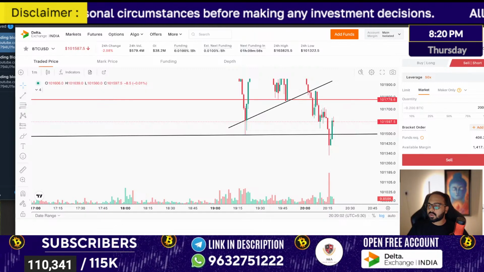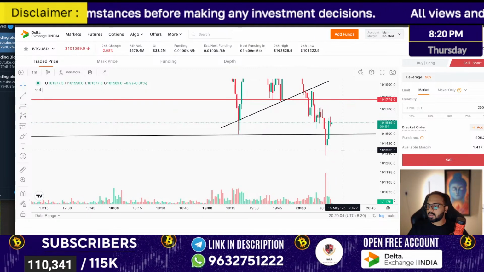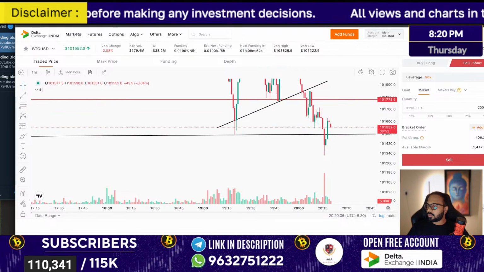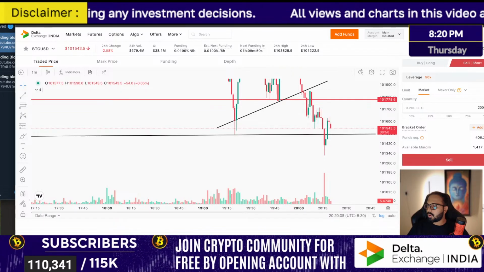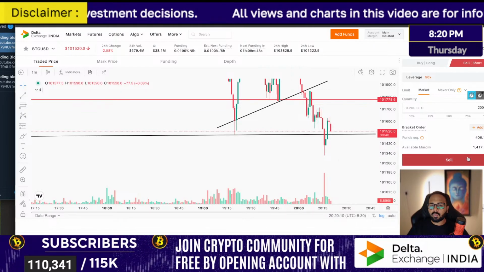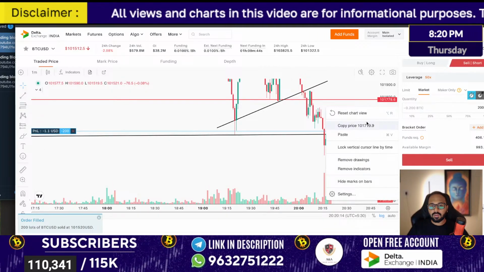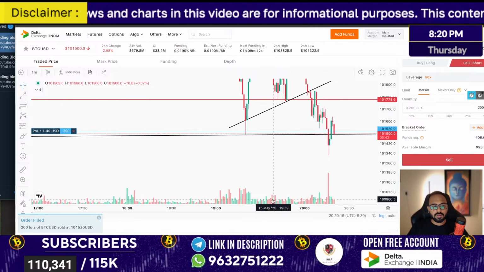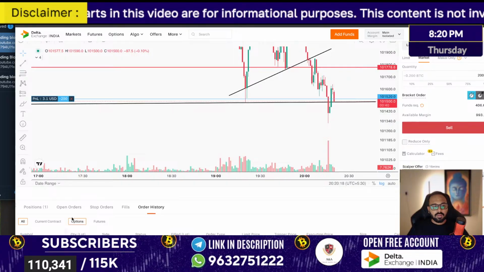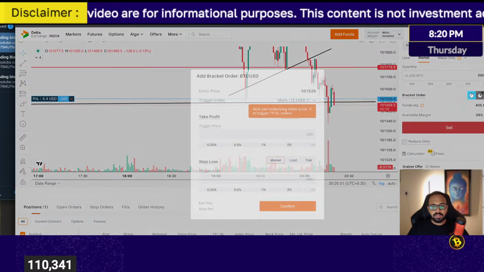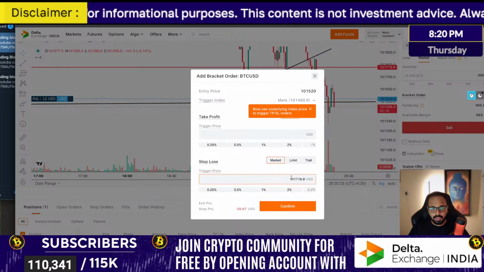Nasdaq is almost near the day's low support, so it has potential of making some more movement. So I'm going to place an order on the bearish side. I'm going to copy the stop loss. Quickly we have to enter trades when opportunities are there.